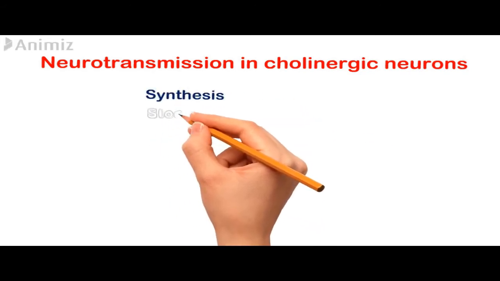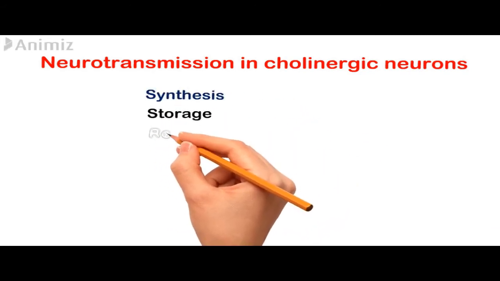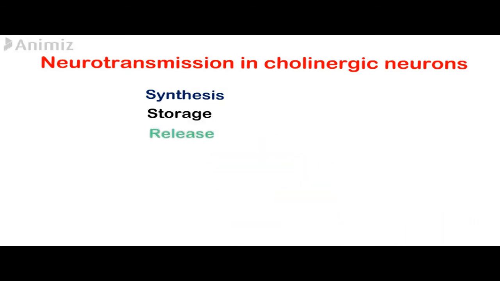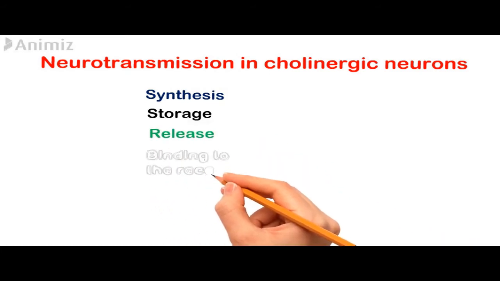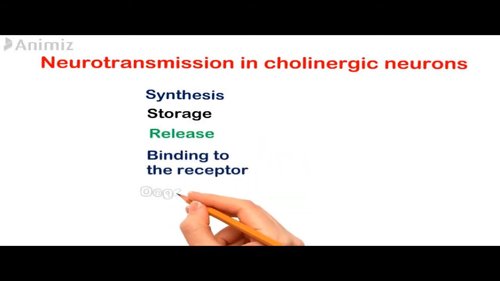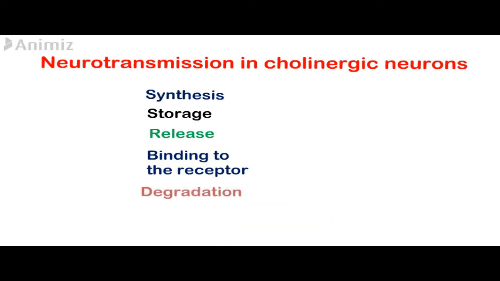Neurotransmission in cholinergic neurons involves 5 sequential steps, which are synthesis, storage, release, binding of acetylcholine to a receptor, and degradation of the neurotransmitter.